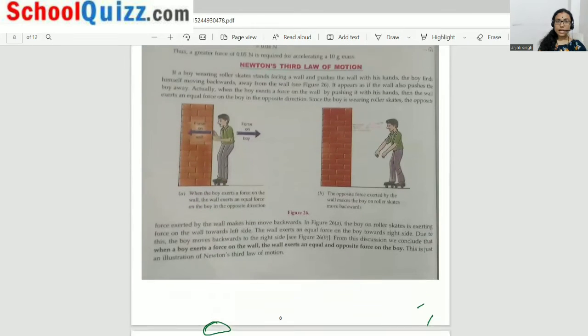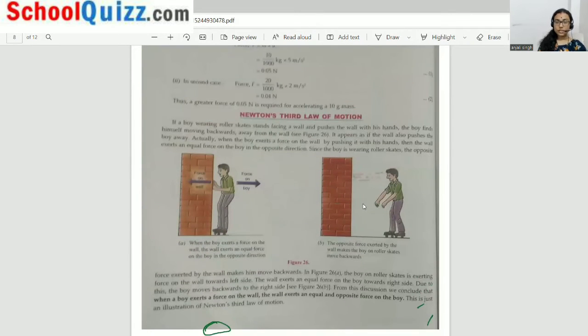So like that, our second law is over. We completed the first law as well as the second law. Now it's time to start the third law.